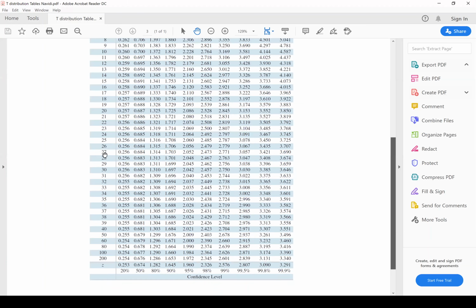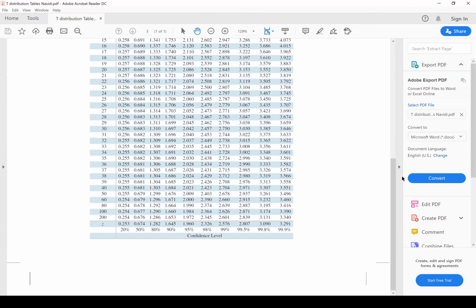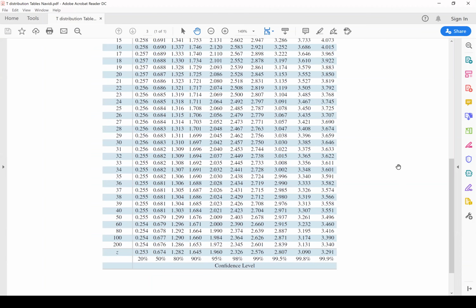we don't have every single value in there. After 40, they jump by 10, which is 40 to 50, 50 to 60, 60 to 80, 80 to 100, and so on and so forth. So what happens if you don't have the value? The rule is, in order for us to use this table, if the value is not present, we will use 1 unit less than that value.